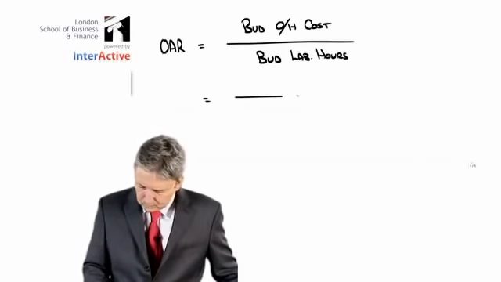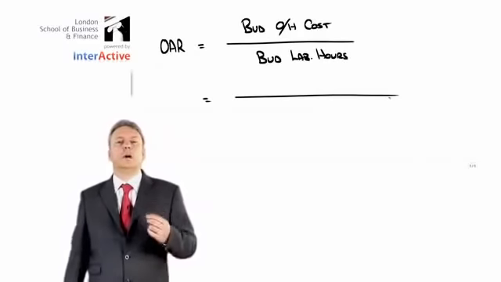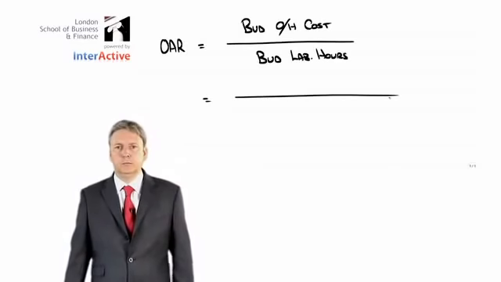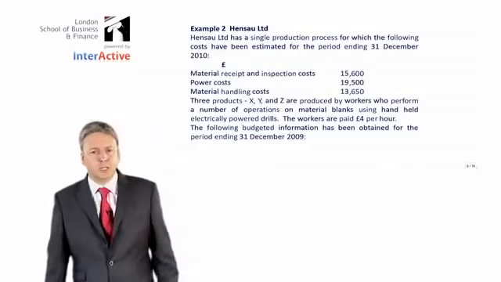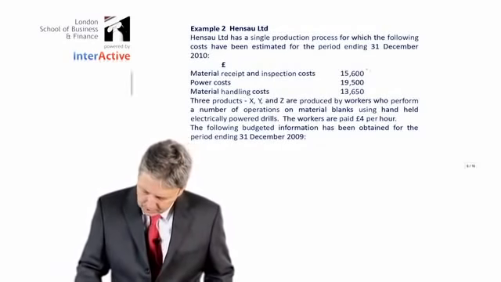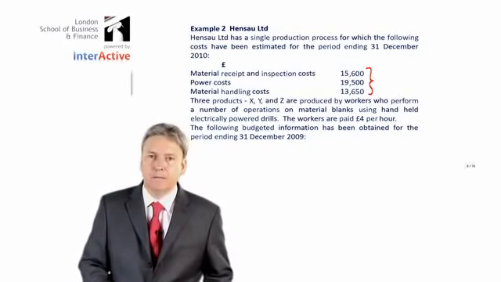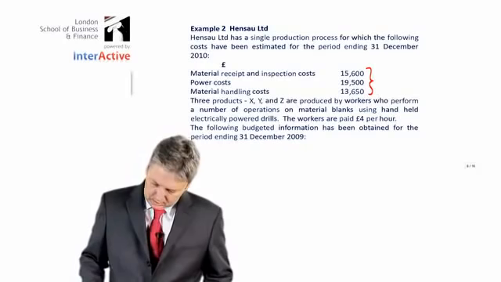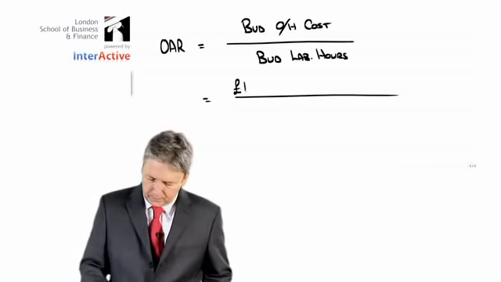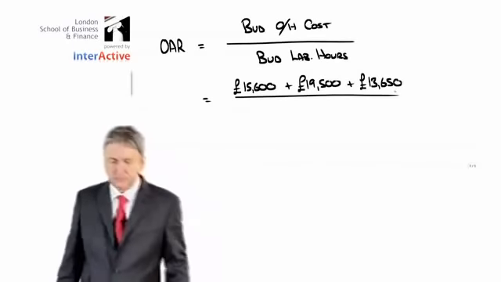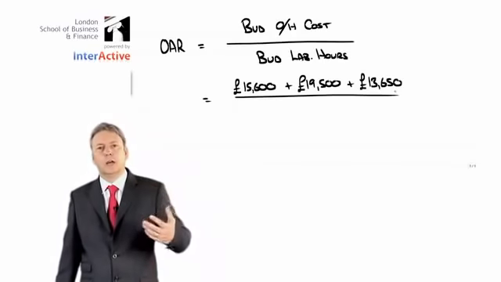Now, all we have to do is to go and find those numbers. So let's go back to the question and see what we can do. First of all, I want the budgeted overhead cost. And to get the budgeted overhead cost, I simply want to add these three components together. Okay? So here we go. What have we got? We've got 15,600 plus 19,500 plus 13,650. And that will give us our total overhead cost.